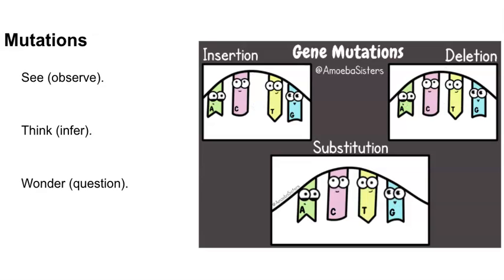The next thing I would like you to do is take a look at this GIF about gene mutations. These are the 3 different types of gene mutations that you need to know about. So first, just pause the video here, and I want you to be seeing, thinking, and wondering about this GIF. So you want to make some observations first, then make some inferences about what you think is actually happening there, and then come up with a question based off what you're observing. Pause here, and then we'll talk about some of these observations, inferences, and questions that you may have come up with.